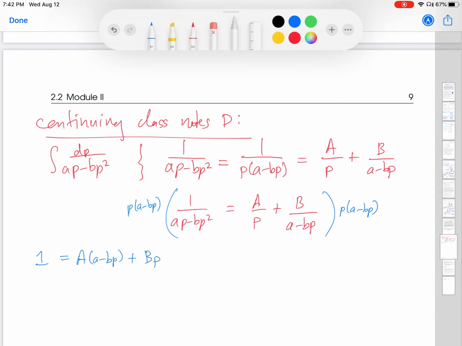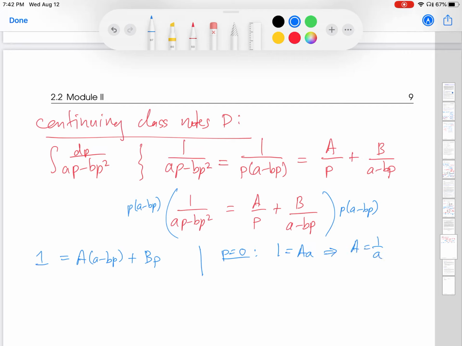We can choose, in this case, P equals 0. So if we do that, this term goes away, and this term goes away, and we just get capital A little a equals 1. So 1 equals capital A little a, which implies capital A equals 1 over little a.